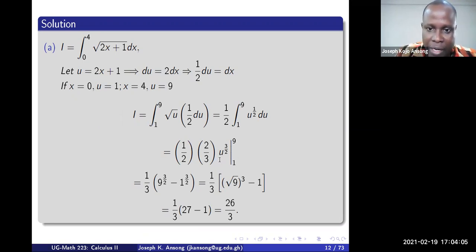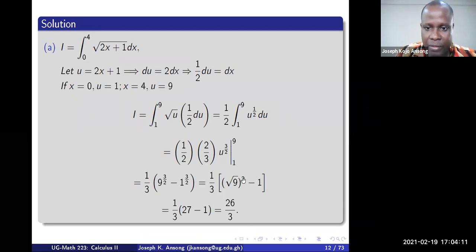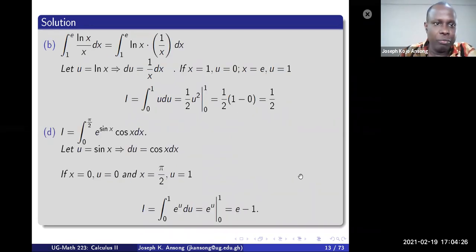Once you get here, you know how to do this. You plug in 9 minus, then you put in your 1, and you get these expressions. This is algebra now, so you can reduce this to 26 over 3. So when you solve A, this is what you get. Let's do B, and then D.